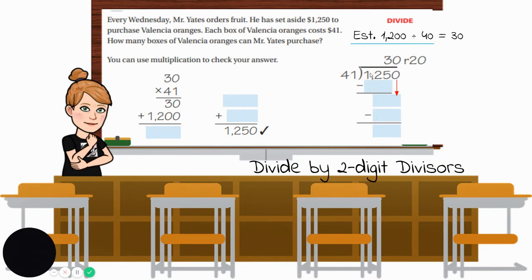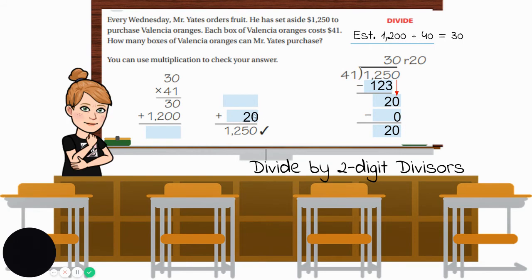I cannot make a group of 41 from 1 or 12, so I go all the way to the tens place. I can make 3 groups of 41 from 125 to give me 123. I subtract that and get 2 left over. I bring down the 0, which leaves me with 20. How many groups of 41 can I make from 20? 0. So I put a 0 in the quotient and I subtract that from 20 to give me 20 as my remainder.